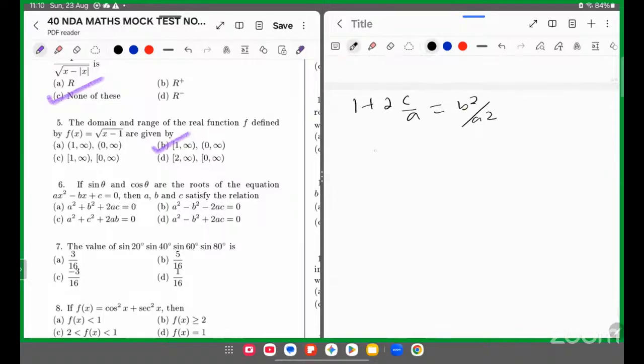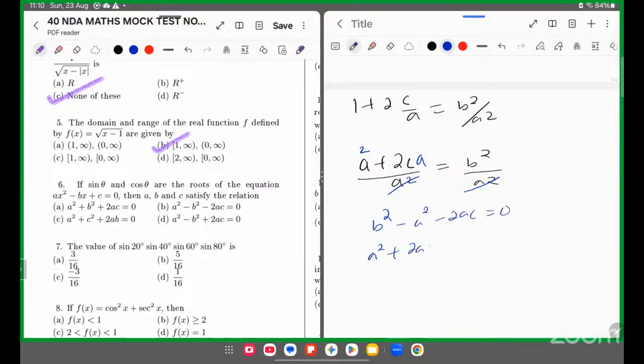If you simplify this one, a plus 2c divided by a equal to b square by a square. If you multiply with a square, the a square gets cancelled. So b square minus a square minus 2ac equal to 0, or a square plus 2ac minus b square equal to 0.